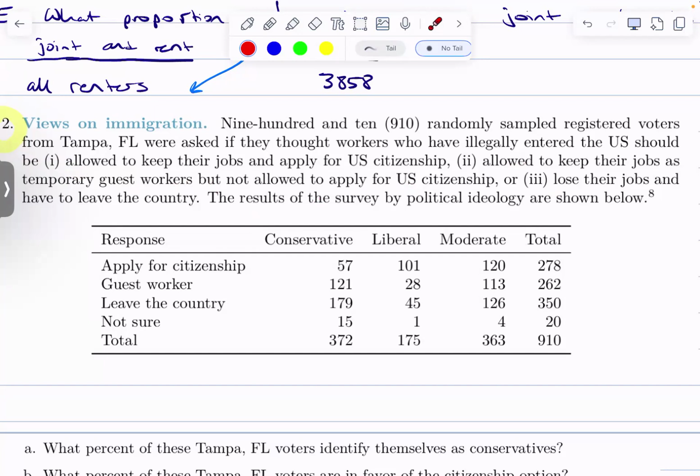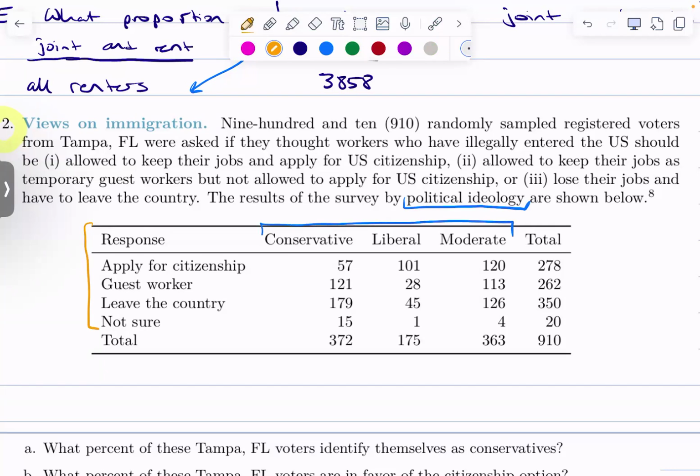And so we've got information on what? We've got a variable on how they vote, right? Which we're kind of calling political ideology, right? Or summarizing as political ideology. And the response on the survey, right?